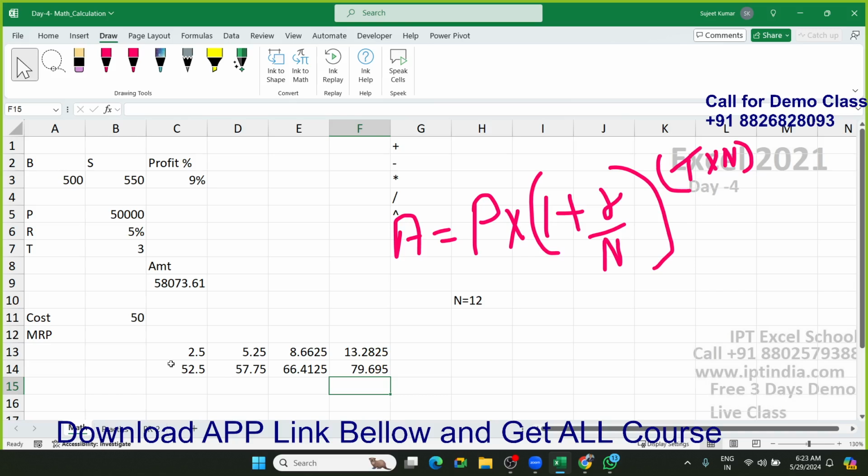So this is 50 rupees, the manufacturing cost, and the MRP is 79 rupees. And this 79 rupees we have calculated using a total of 8 rows. But I want to merge all the formulas in one cell here, so we use this formula merging method.